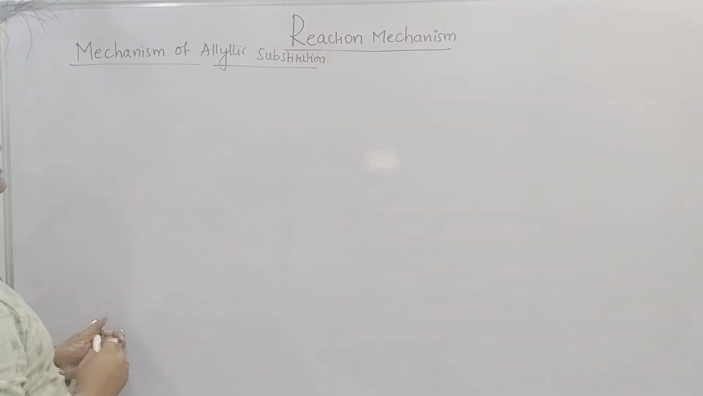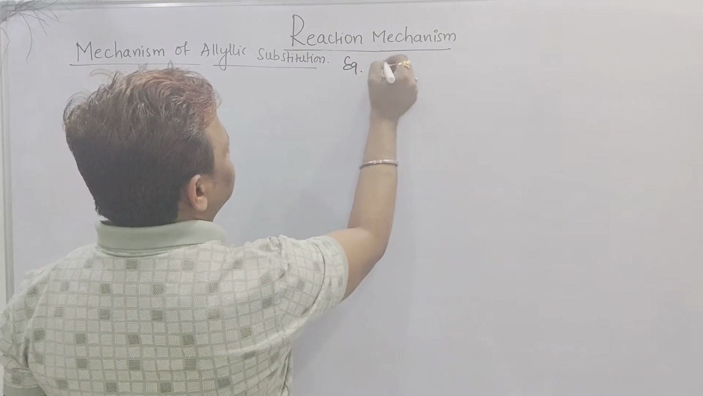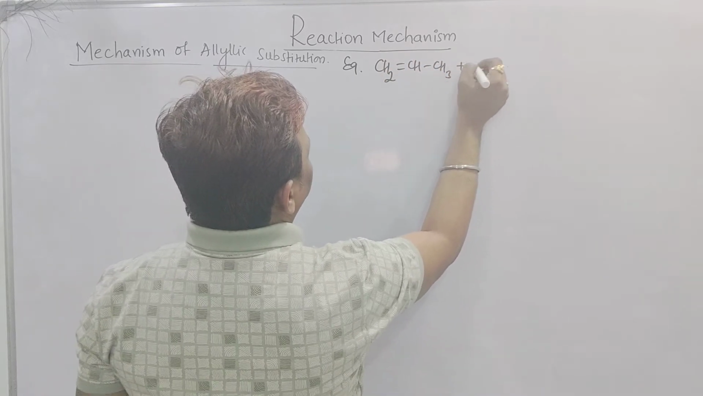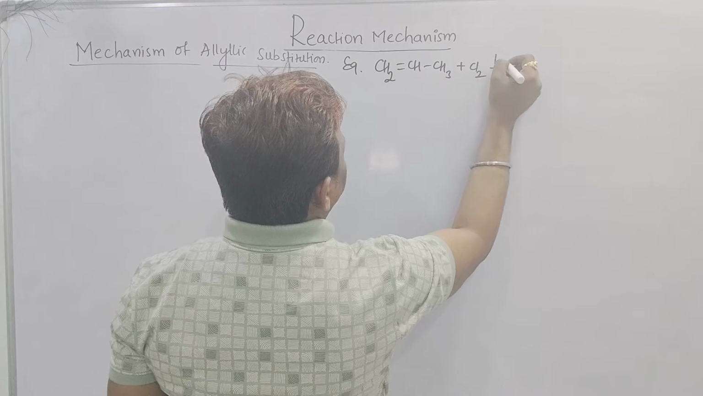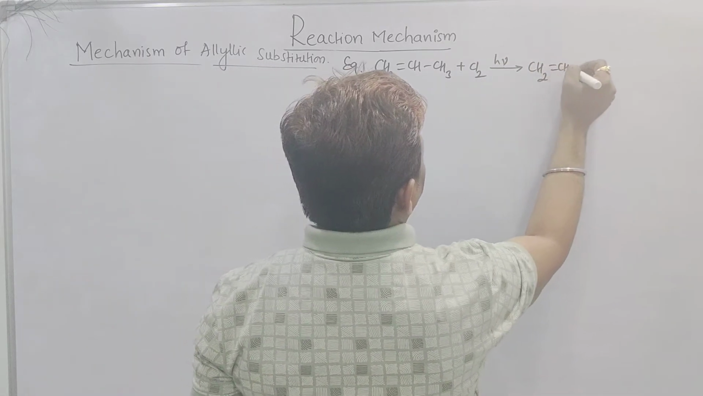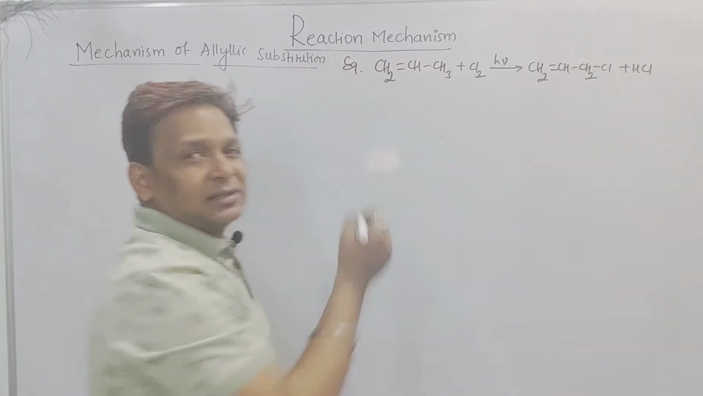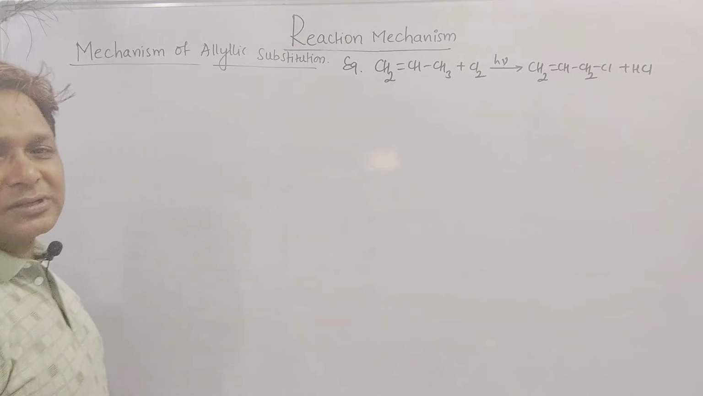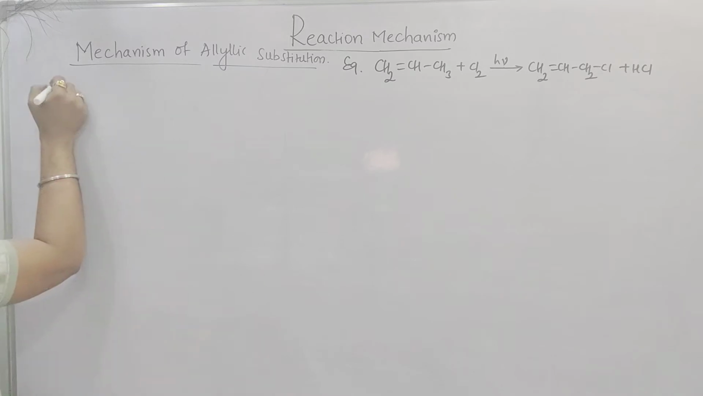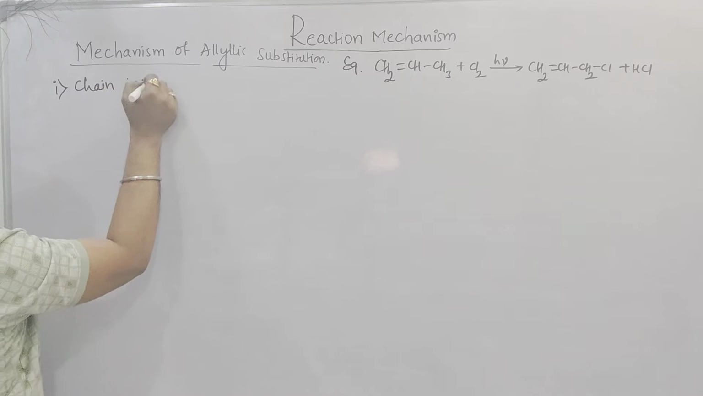One second. But actually, what is the reaction we have seen? Example: CH2=CH-CH3 with the addition of chlorine in presence of sunlight. One of the H is replaced by Cl, giving CH2=CH-CH2Cl plus HCl. This is the reaction, and we are going to discuss the mechanism behind it. Sir, the mechanism of this will occur in 3 steps. Step number 1 is called chain initiation.